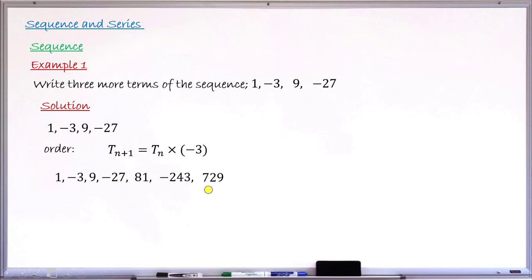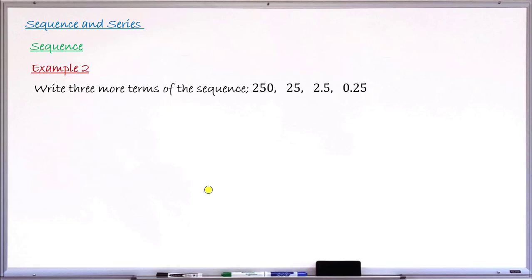So let me just move on and take another example. Example number 2 says: write the 3 more terms of the sequence. This is the sequence: 250, 25, 2.5, 0.25, and so on.